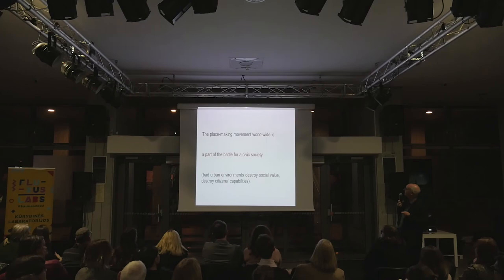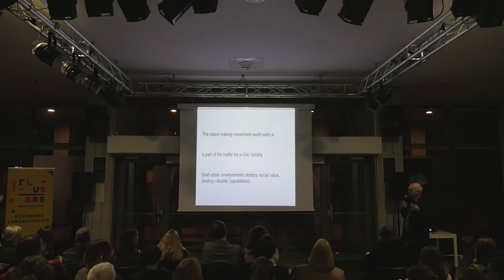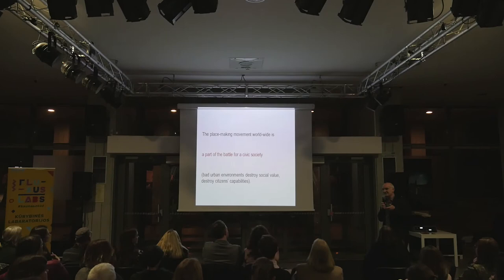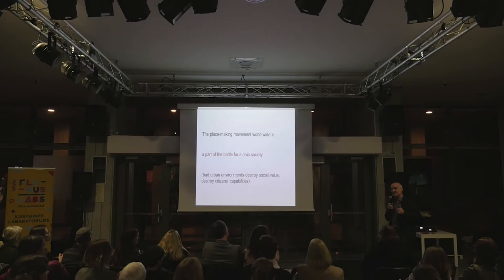Next one, please. And particularly in light of these issues about laws against assembly in public spaces, you can view the placemaking movement all over the world as part of a battle between people who want a civic society, which requires public space, and people who are prepared to be passive consumers of whatever is given them as individuals, without debate. And I do believe that bad urban environments destroy social value, and the next stage after that is to destroy citizens' capabilities, destroy citizens' ability to change their own environment.